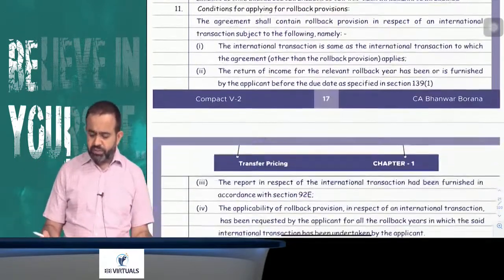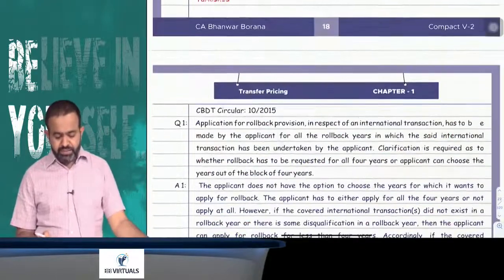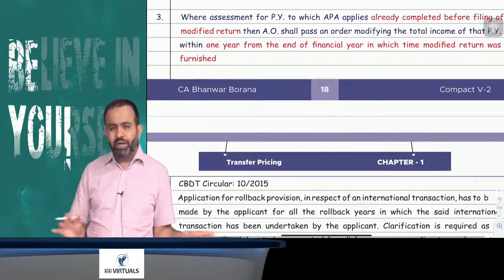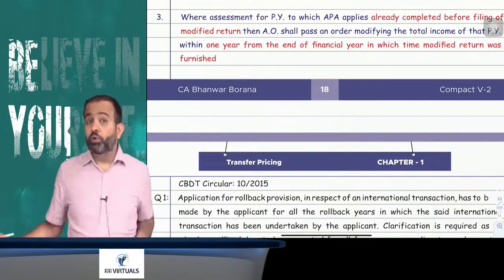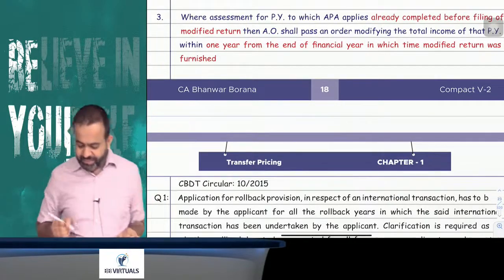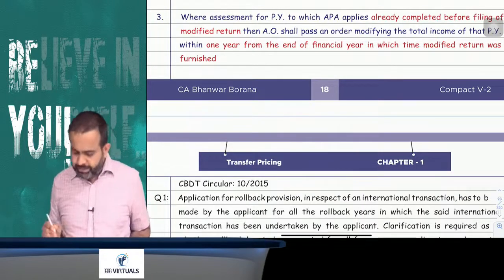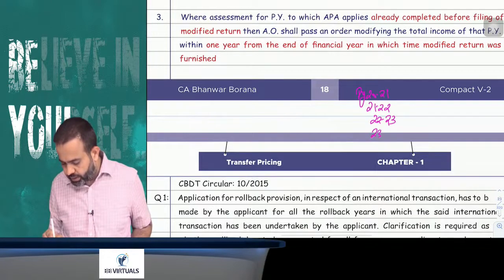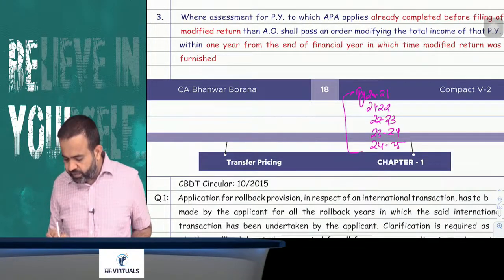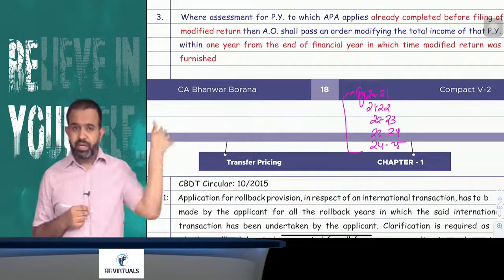Now guys, just pay attention, there is one very interesting part. I explained that APPA is applicable for a maximum of 5 years. But there is one concept of rollback. Now what is the meaning of rollback? Suppose SSC entered into the APPA for the previous years 2021-22, 22-23, 23-24 and 24-25. So these years are covered in the APPA; that is the main APPA.